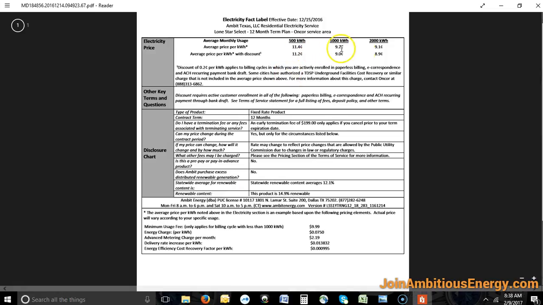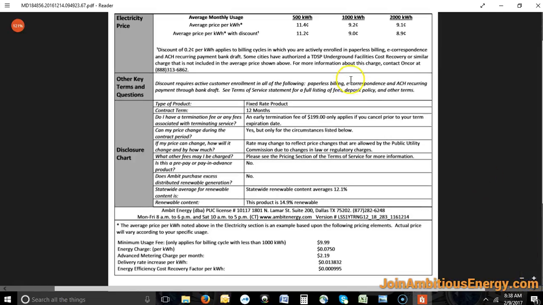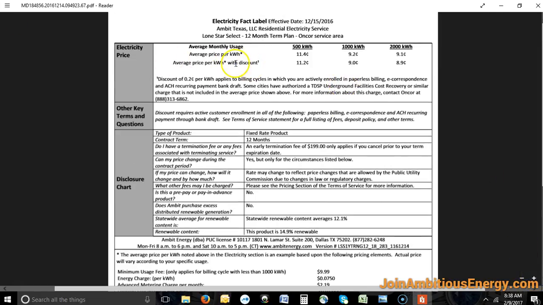So you can see here, zoom in a little bit, the average price per kilowatt hour with the automatic billing discount, if you're using roughly 2,000 kilowatt hours, it's going to be 8.9. If you're not doing automatic billing, it's 9.1. Okay, so not a big difference there, but a little bit. So now we have actual fair numbers that we can compare. So we're looking at 15.1 versus 8.9.